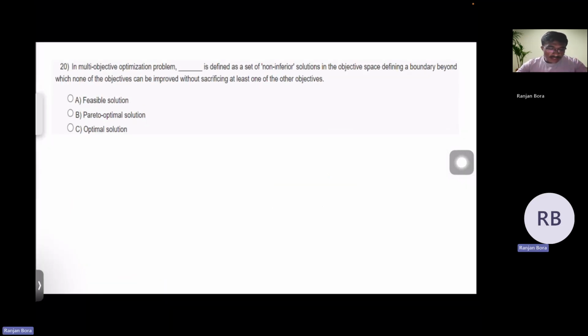Next question, in a multi-objective optimization problem, the S is defined as a set of non-inferior solutions in the objective space defining a boundary beyond which none of the objectives can be improved without sacrificing at least one of the other objectives. So in a multi-objective optimization problem, the Pareto optimal solution is defined as a set of non-inferior solutions in the objective space defining such a boundary. Option B is correct.